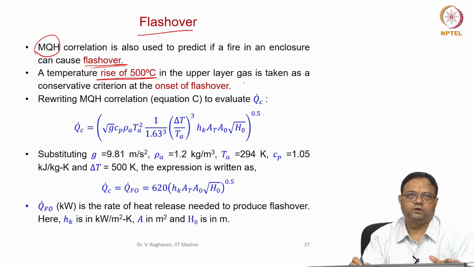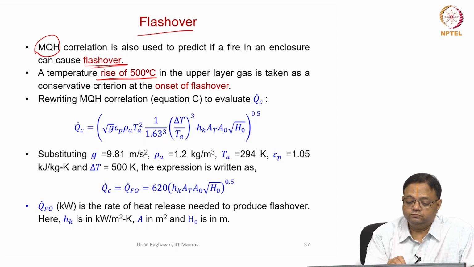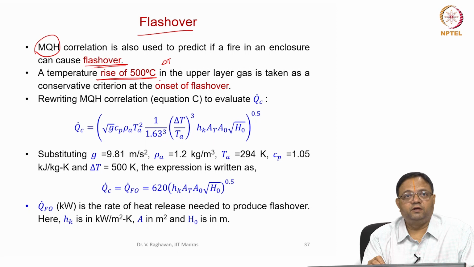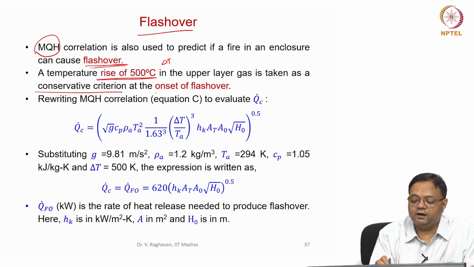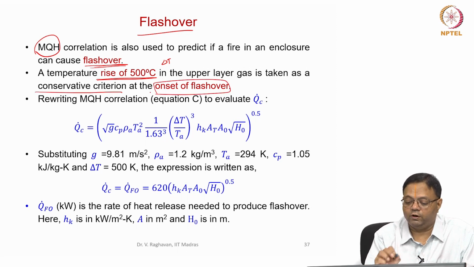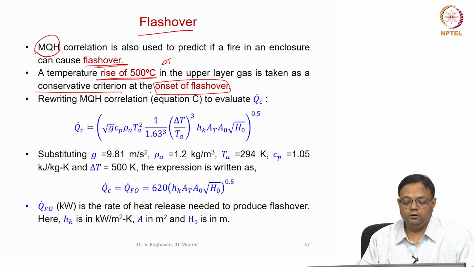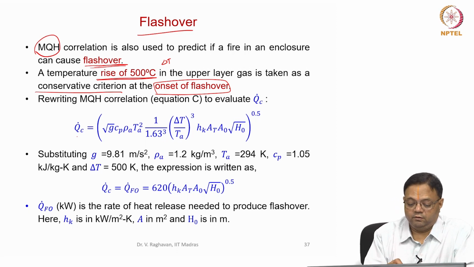We have seen several thumb rules, correct. So if the temperature rise is 500 degrees, the temperature is delta T. So if the upper layer temperature exceeds 500 degrees, then that can be taken as a conservative criterion for the onset of flashover.